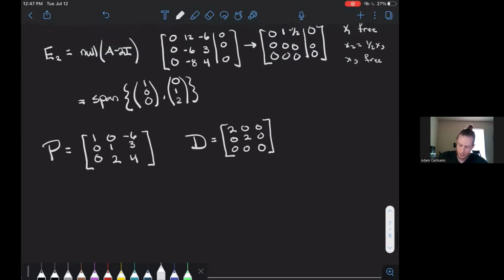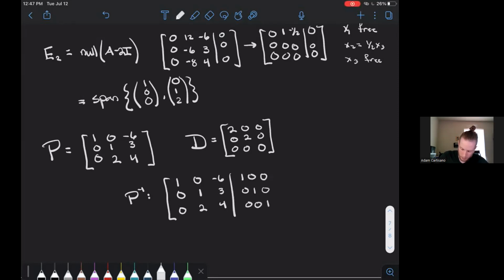And we still need to compute P inverse. And to do that, we have to compute the inverse of a matrix, if you remember that from, I don't know, like 600 years ago or something. Take P with the rows 1, 0, 0; 0, 1, 2; -6, 3, 4, augment with the identity, and just get to work row reducing. I'm going to do this again in a kind of janky way.